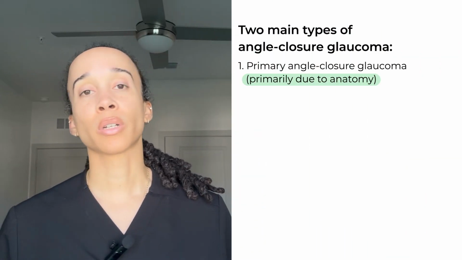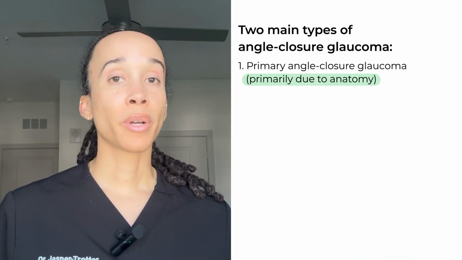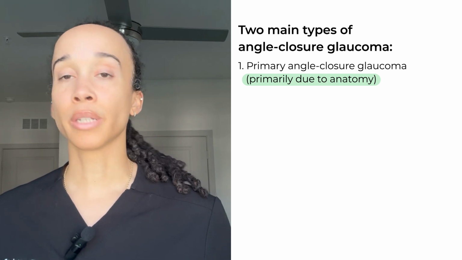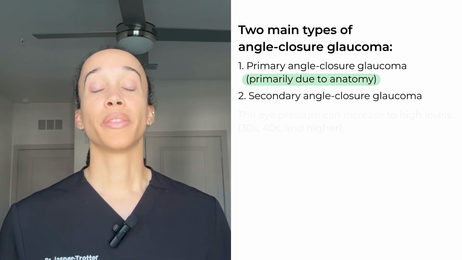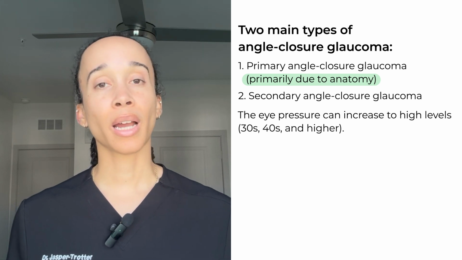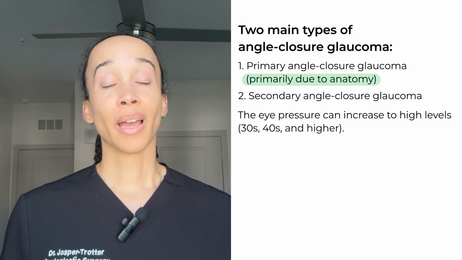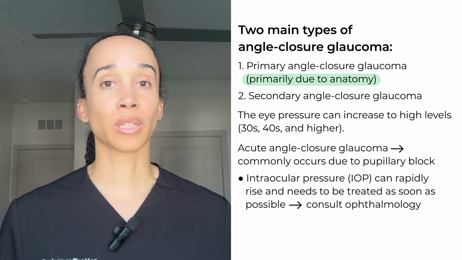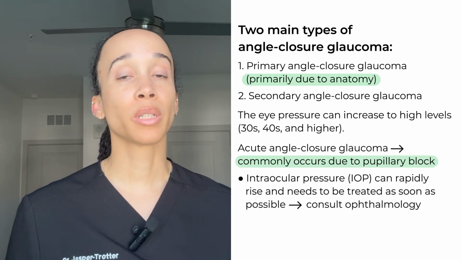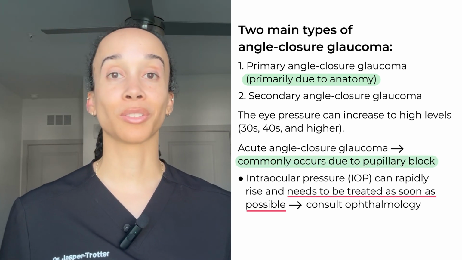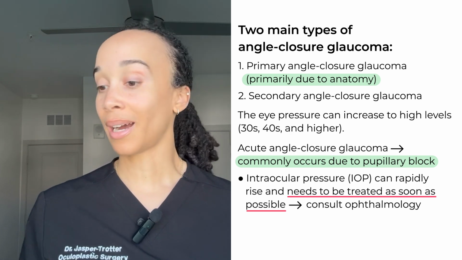There are two main types of angle closure glaucoma. Primary angle closure, which is mainly due to the patient's anatomy, as well as secondary angle closure glaucoma. The eye pressure can increase to pretty high levels, which can be vision threatening, especially in acute angle closure glaucoma, which is commonly due to pupillary block, where the pressure can rapidly rise and needs to be treated as soon as possible. These patients come in with a hot, steamy eye.